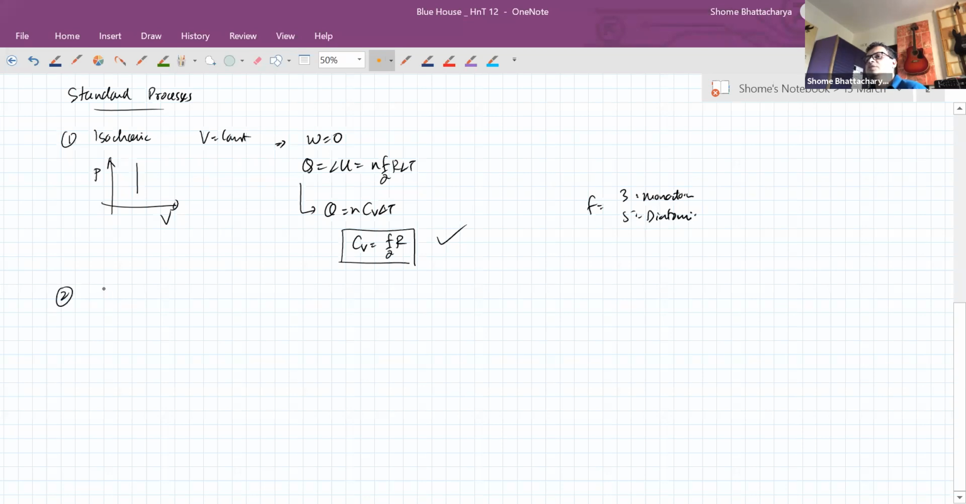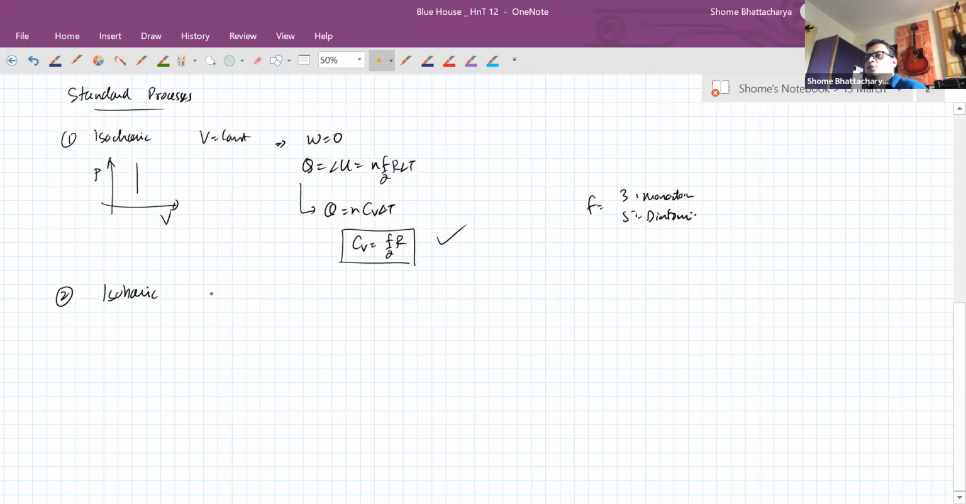And the second process we had seen was isobaric. If anybody has a doubt, please ask me, because I'm assuming that these are things that you are very familiar with from chemistry. So we are going to focus more on the applications today, but I'm just taking a quick recap of the formulae for the benefit of some of you who might have missed lectures or might not have seen this carefully.